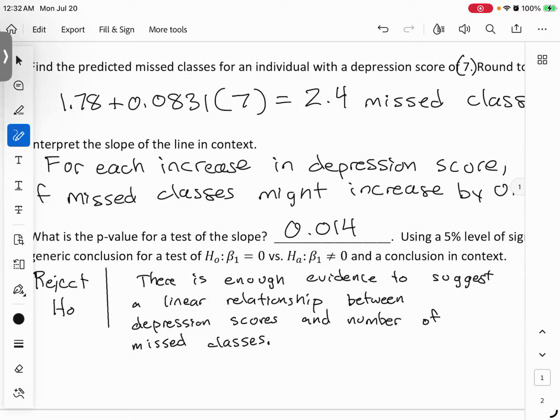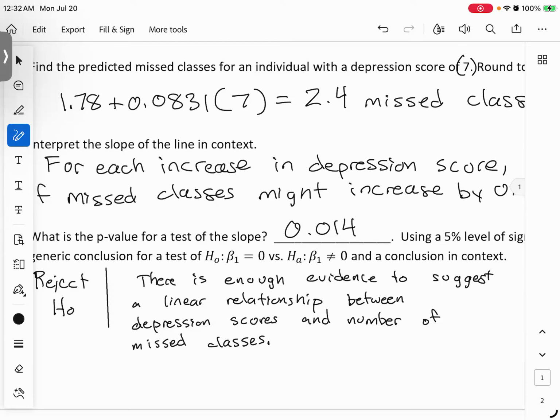Right? But most likely, if they were to get a fresh batch of students, collect their depression scores, and also collect their absences, it would probably once again show a positive relationship, that as somebody has a higher depression score, they're going to tend to miss more classes. All right, and that is it.